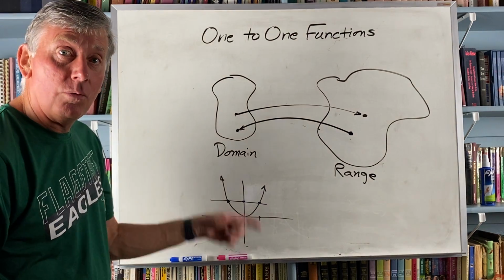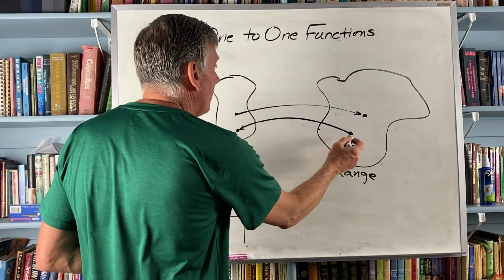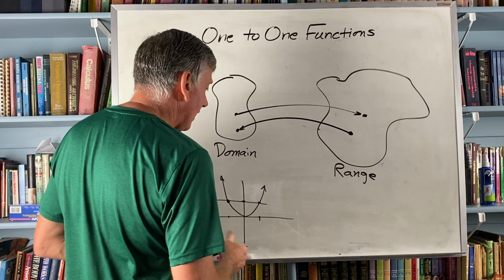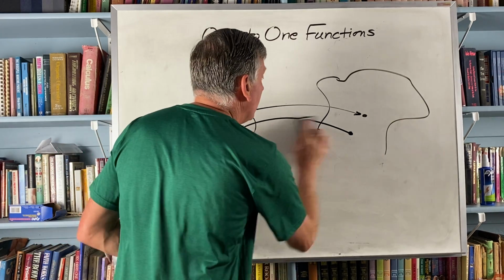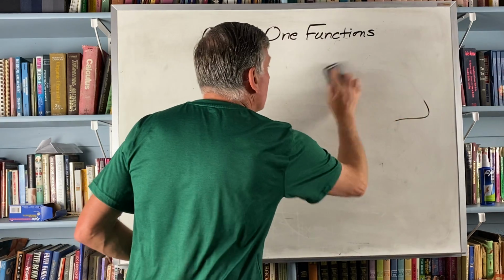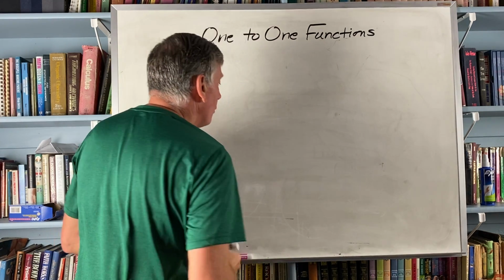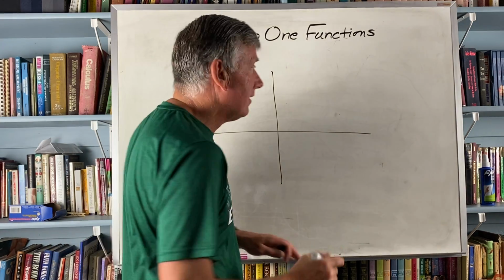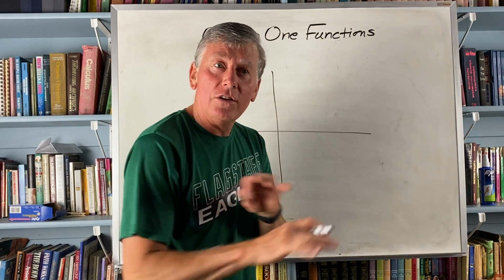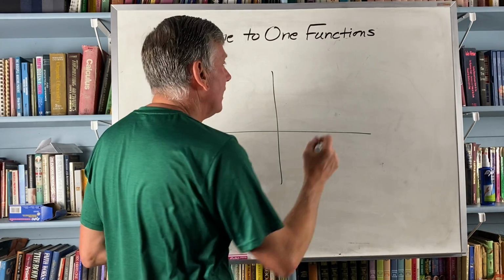We need one-to-oneness, which means we are coming back to this. And as you probably guessed, to test for one-to-one, we have the vertical line test. I said vertical. No, horizontal line test.